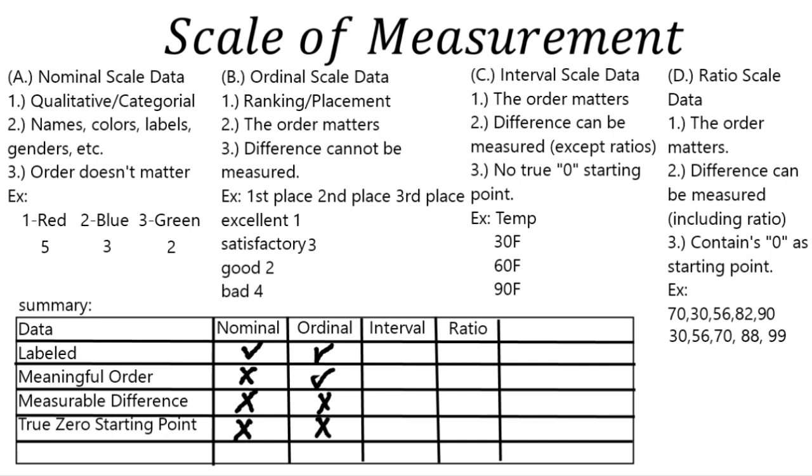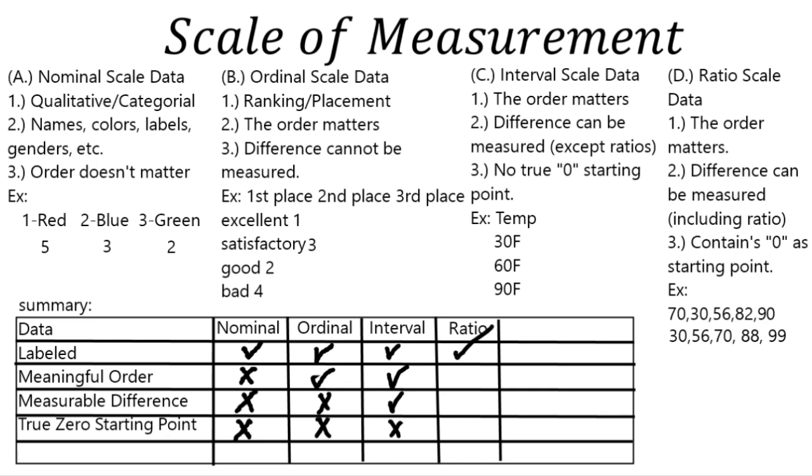Now let's talk about the interval scale data. Here it is basically labeled, right? And it does have a meaningful order, and the differences are measurable, and it doesn't have a true starting point.